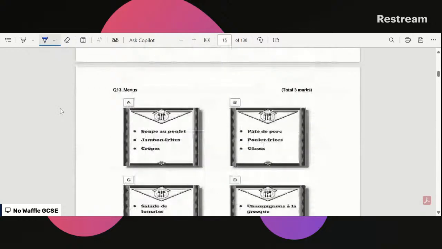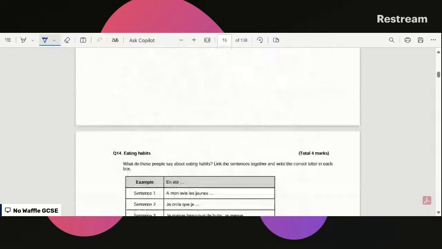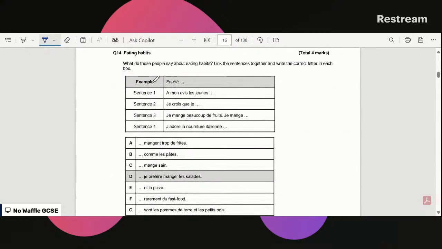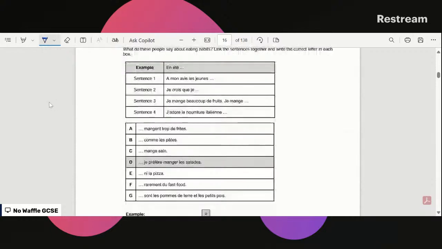Okay, continuing on. This is just more about menus and food. Eating habits. What do these people say about eating habits? Link the sentences together and write the correct letter in each box. À mon avis, les jeunes, in my opinion the youngsters. Je crois que, so I believe that. Je mange beaucoup de fruits, I eat a lot of fruit. J'adore la nourriture italienne. I love Italian food. So let's try and match them up. I'll give you a second to do this, and then I'll show you the answers when I start seeing them in the chat.